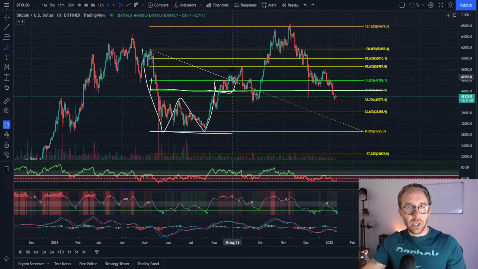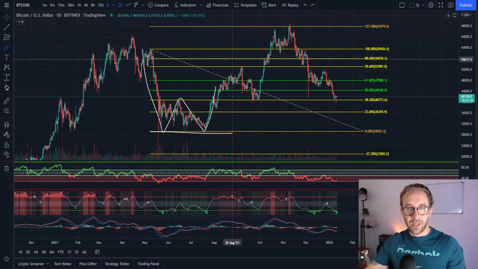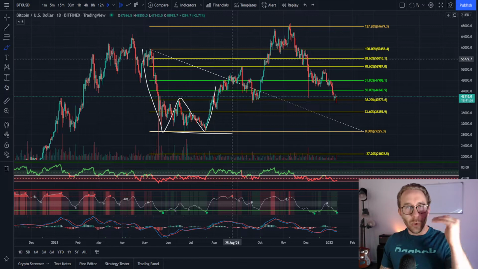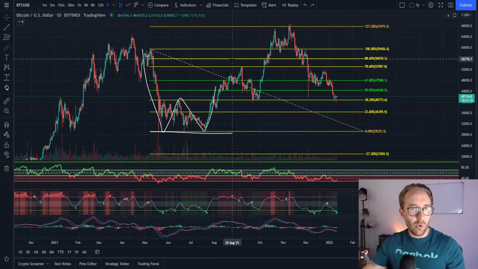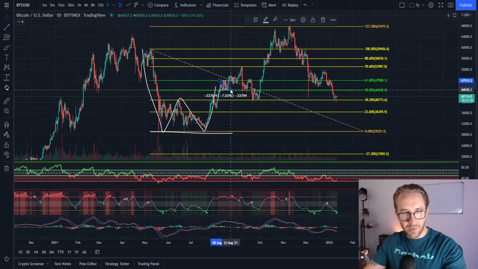And you can see, think of this very, very simply. We break the 38, we're looking for the 50. We break the 50, we are looking for the 61 as the next level for potential pullbacks. We break the 61, we are looking for the 78 as the next level of potential pullback. And we have seen that. We're looking at the daily chart here, but prices pulled back, and that's a 7% move.